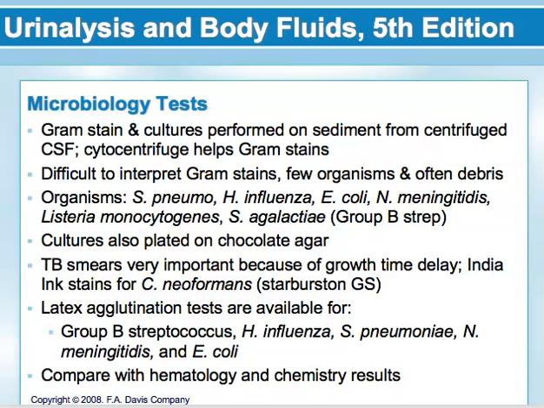Some of the more commonly isolated organisms as the causative agent of meningitis are Strep pneumoniae, Haemophilus influenzae, E. coli, Neisseria meningitidis, Listeria monocytogenes, Strep agalactiae, and Naegleria fowleri.